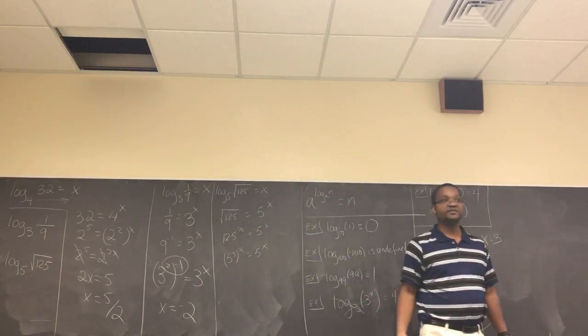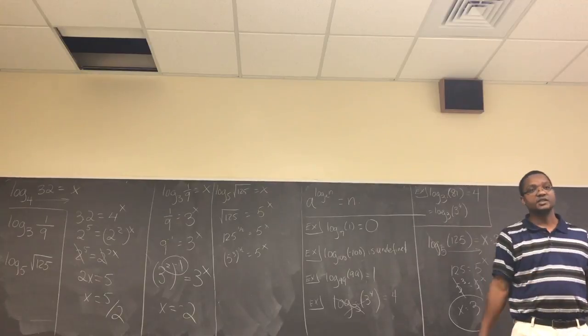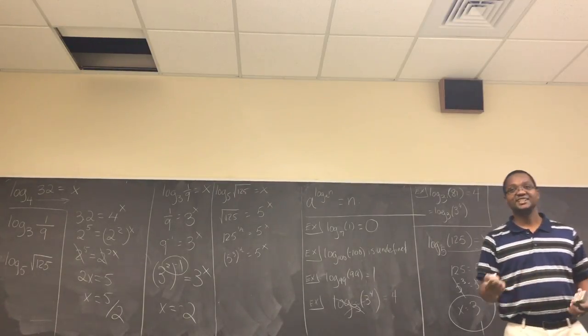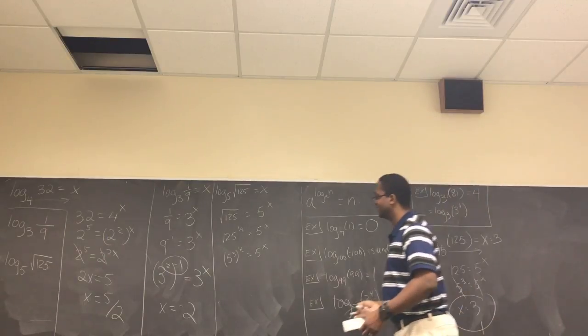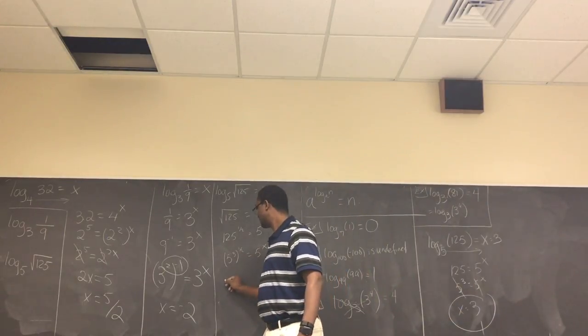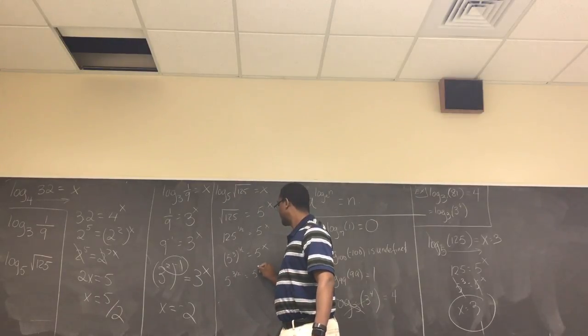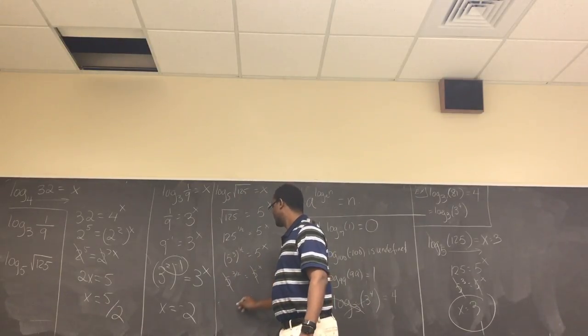What is 3 times a half? 3 halves. So 5 to the 3 halves equals 5 to the x. And so the answer is 3 halves.